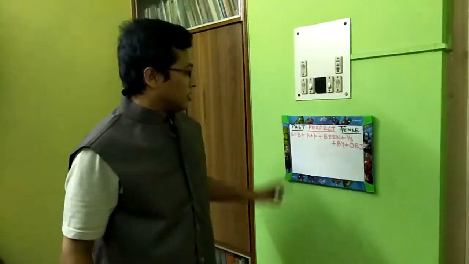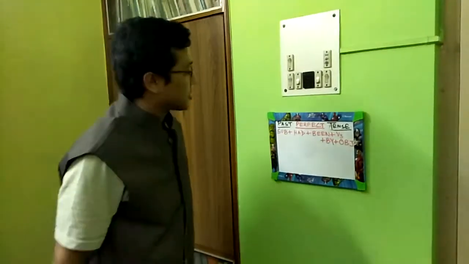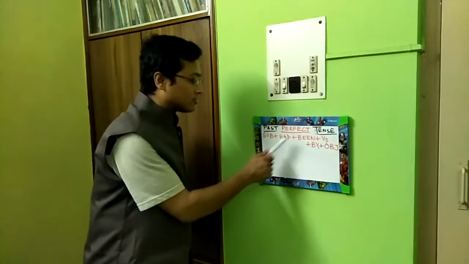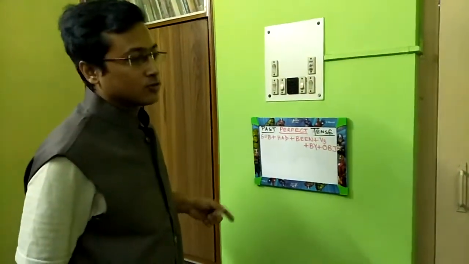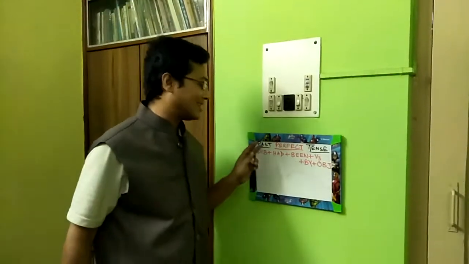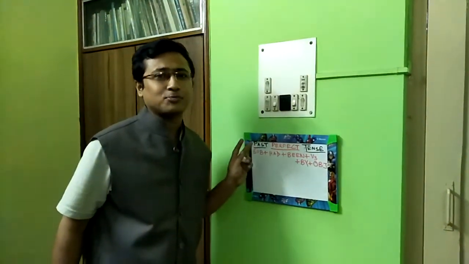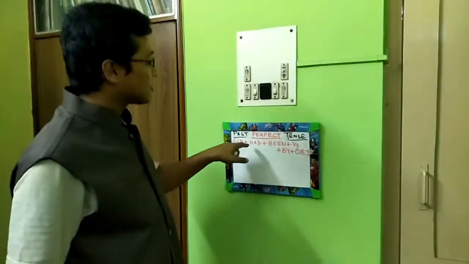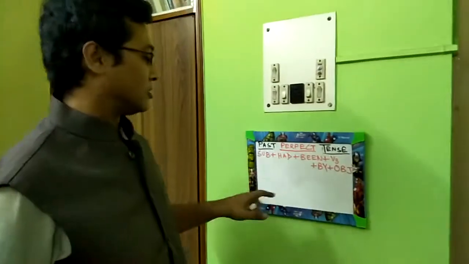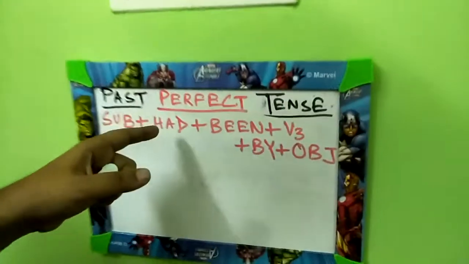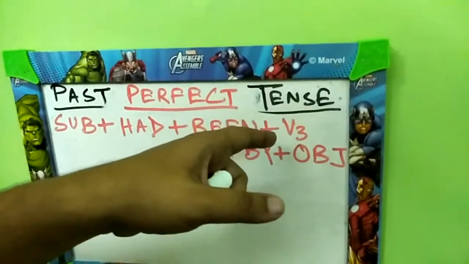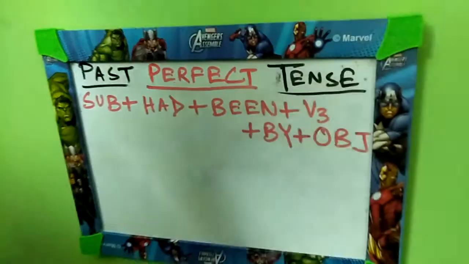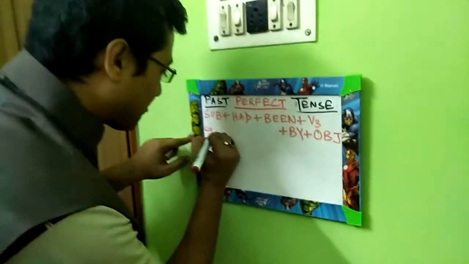If the sentence is in past perfect tense, then this is the formula we have to use to change the voice of the sentence from active to passive. So if the given sentence is in past perfect tense, then this is how we arrange the passive sentence. Subject plus had plus been plus V3, means the third form of the verb, plus by plus object. Let's look at the example.